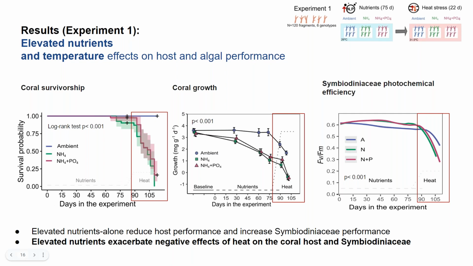So what we can see is that elevated nutrients alone reduce the performance of the coral host. It caused some mortality as well as reduction of the growth rates. However, those effects were exacerbated once the corals were exposed to high temperature, and mortality really accelerated during that time, and growth also declined a lot faster. The effects on the symbiont community were a little bit different. Initially, under controlled temperatures, elevated nutrients increased the photochemical efficiency of the algal symbionts. Then when the corals were exposed to heat stress, they experienced faster and stronger declines in the photochemical efficiency.